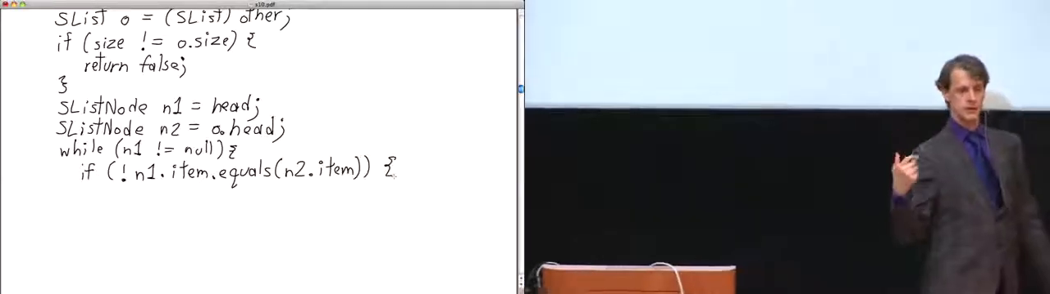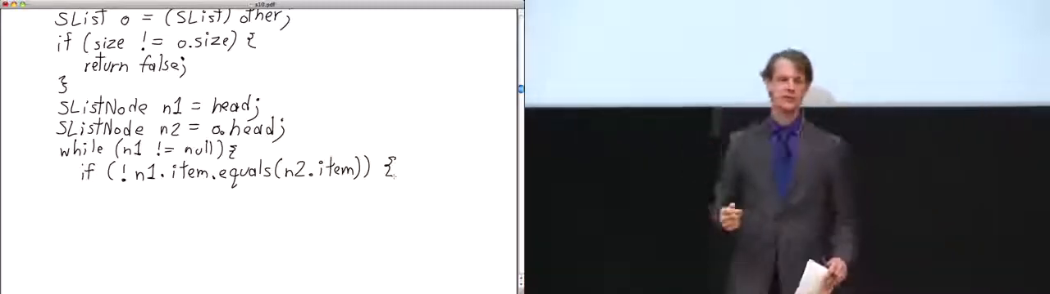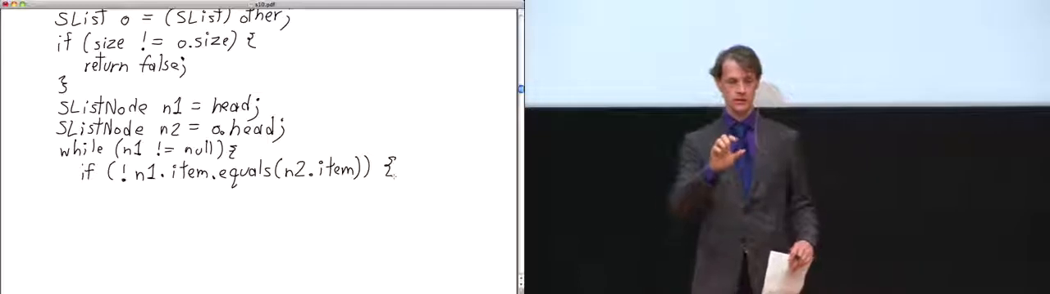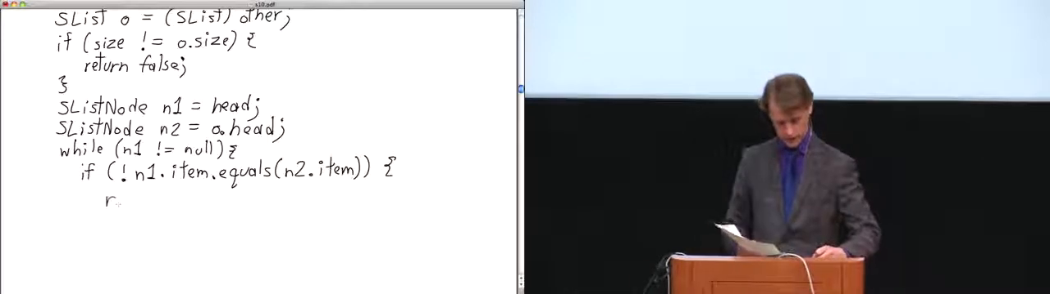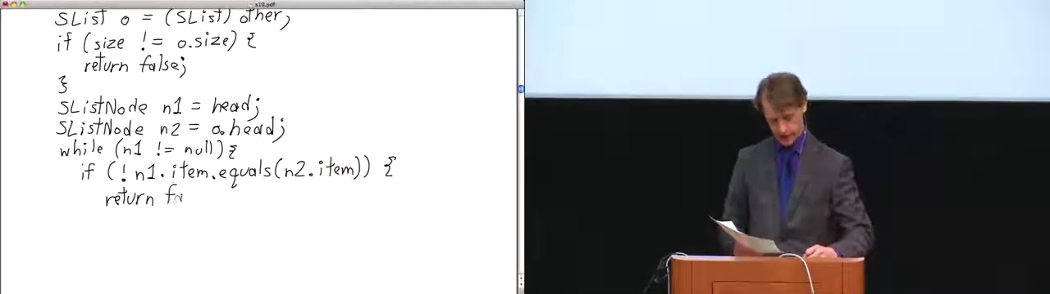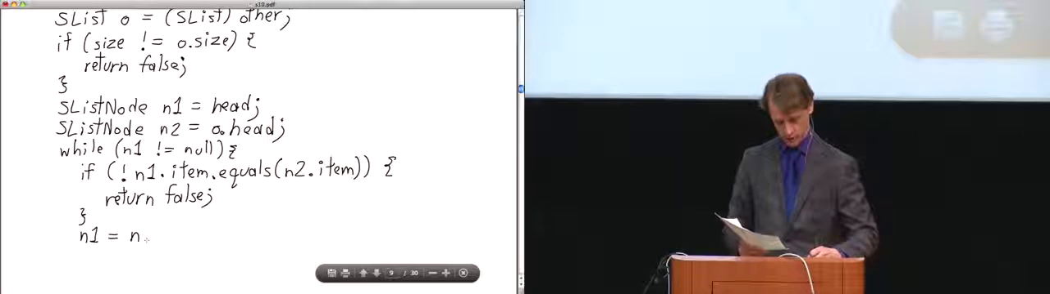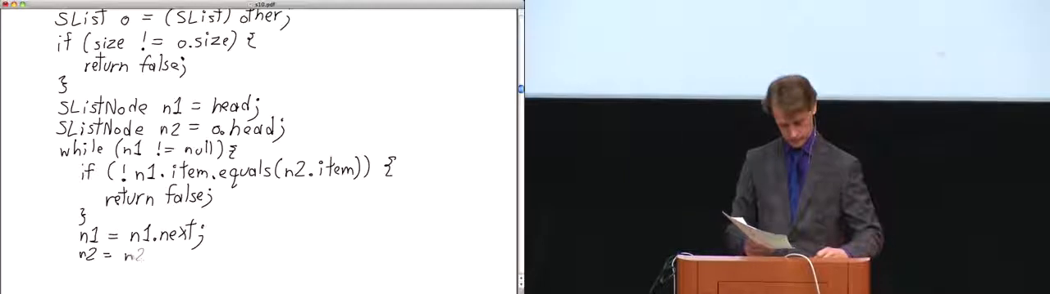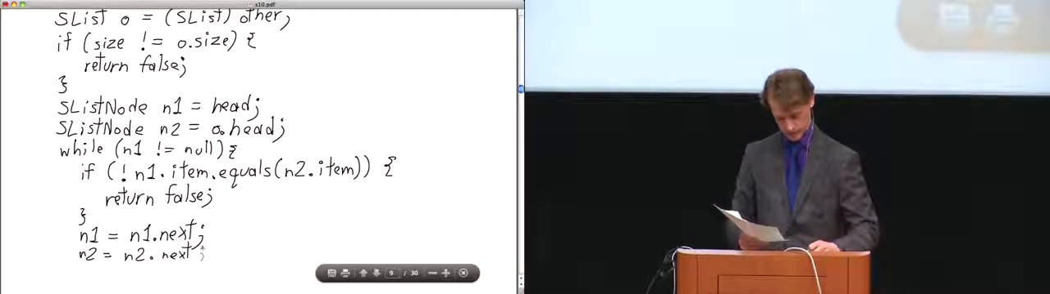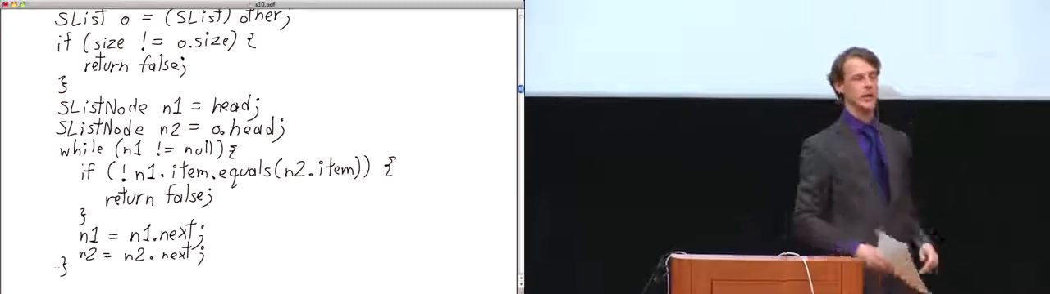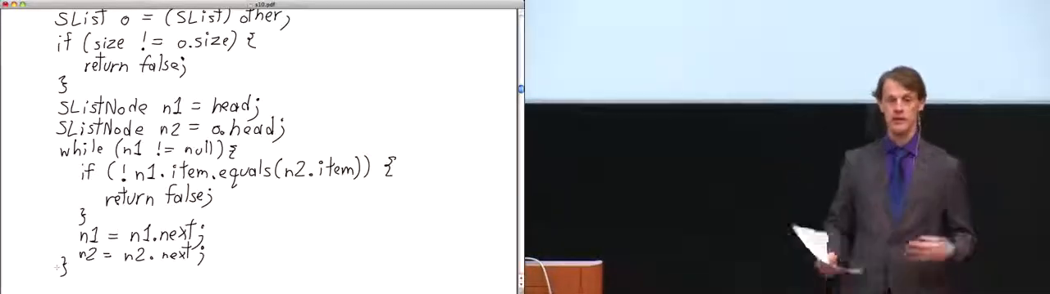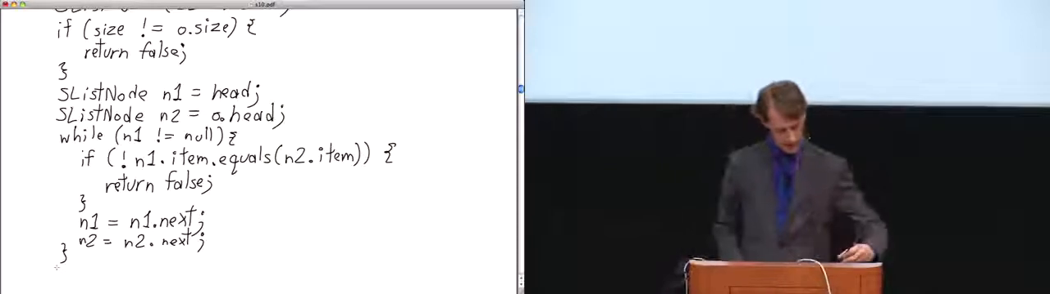So I loop through all the nodes of one list and the nodes of the other list at the same time. At each pair of nodes, I check the items in those two nodes, and I use dot equals to compare if those items are equal to each other. And if they're not, then we can return false. But if they are equal, we have to keep going. And so we advance both of our node pointers forward one list node, until we reach the end of the list. And if we successfully reach the end of the list and we have not returned false, then now we know that the two lists actually encode the same items, and so we can return true.